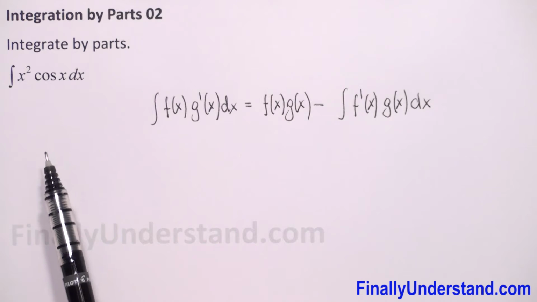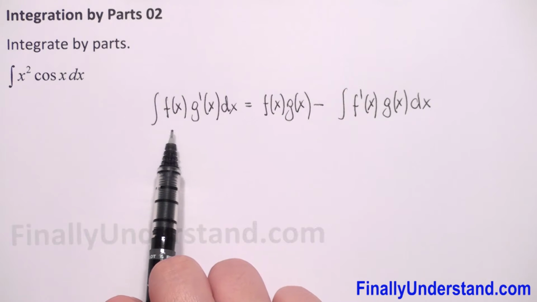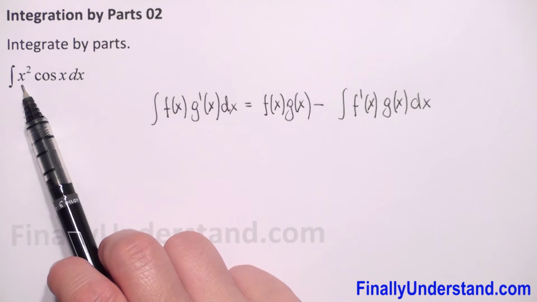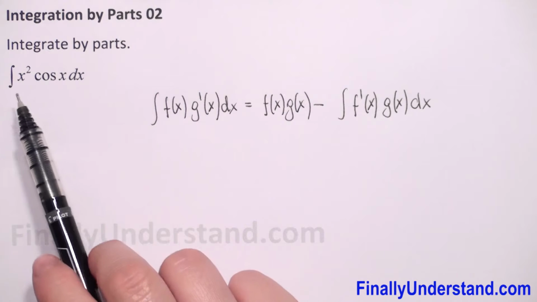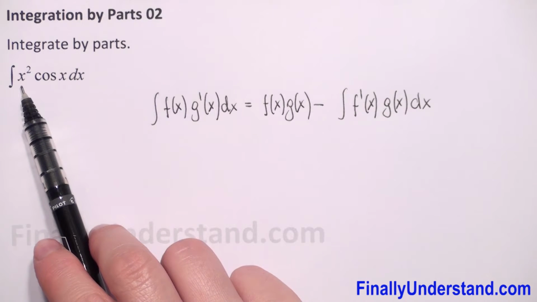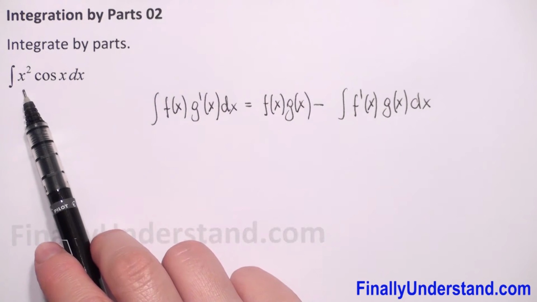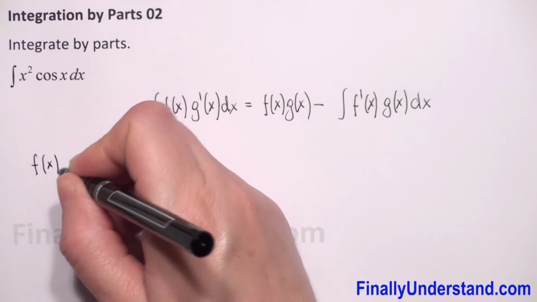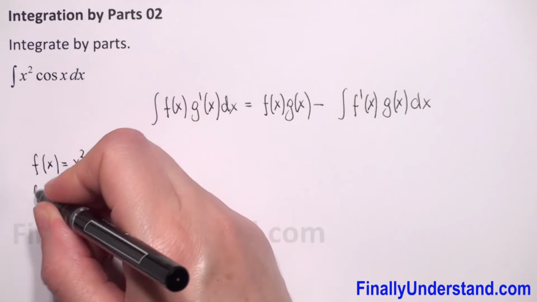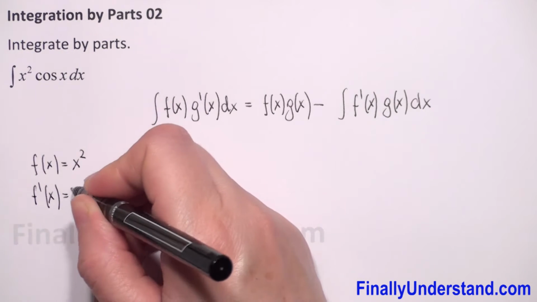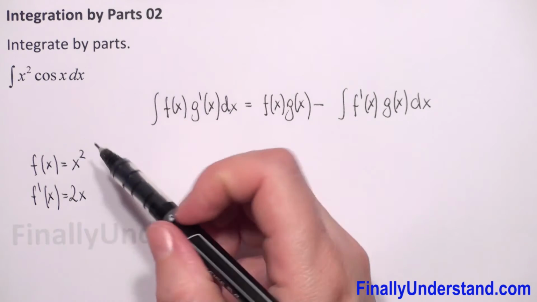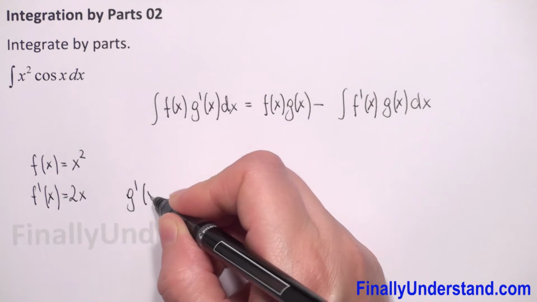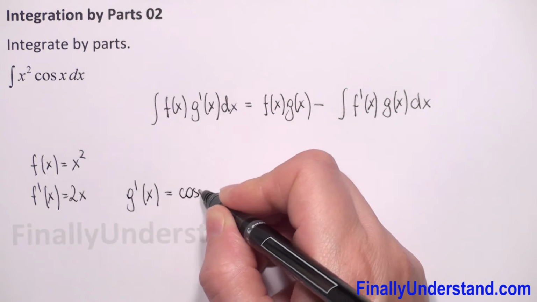So now we have to choose which function will be f of x and which g prime of x. Because we have x squared, if we put f of x equals x squared, the derivative will be 2x. Our function becomes simpler. So we will put f of x equals x squared. So f prime of x will be 2x. And what is left is cosine of x. So our g prime of x will be equal to cosine of x.